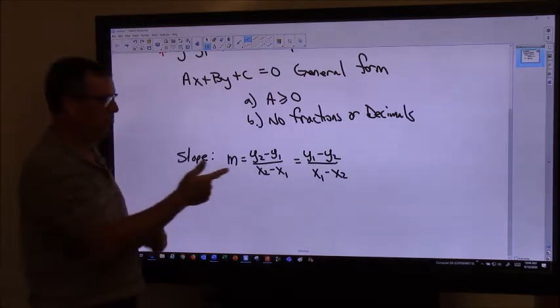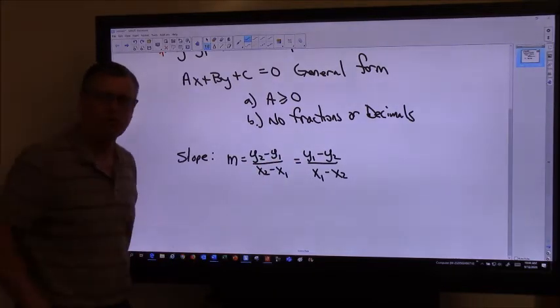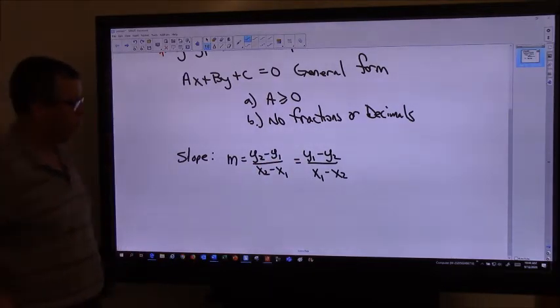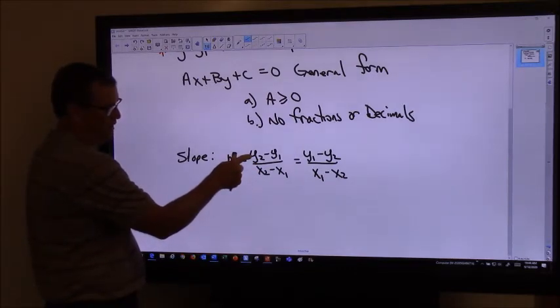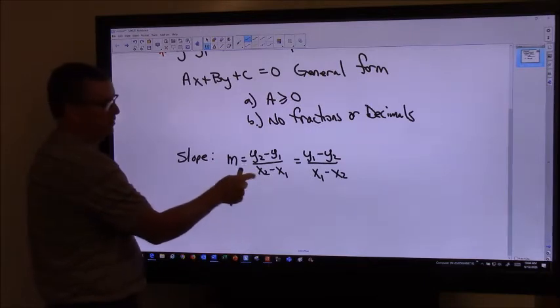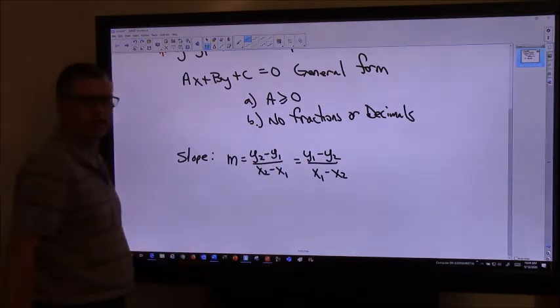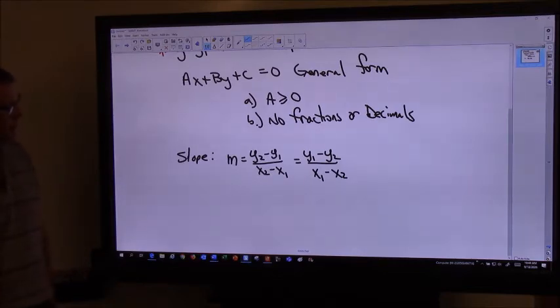Right? So it really doesn't matter which point is called point 1 and which is called point 2. What matters is that we're consistent here. If this y value came from the second point, then this x value has to come from the second point. Or if they both came from the first point, that would be fine. Okay.